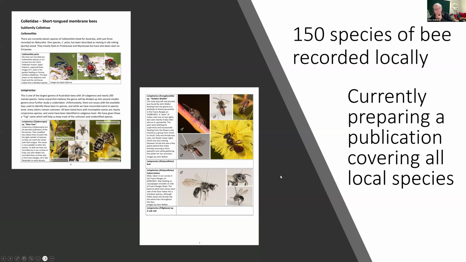So currently, as a result of the project, I'm working on producing a guide to the local native bee species. And would you believe it? We've recorded almost 150 species so far of native bees. And there's just some examples of how that guide is going along at the moment. That's still probably 6 months at least away. It would be quicker if I stopped finding new species. That would make it a bit easier.